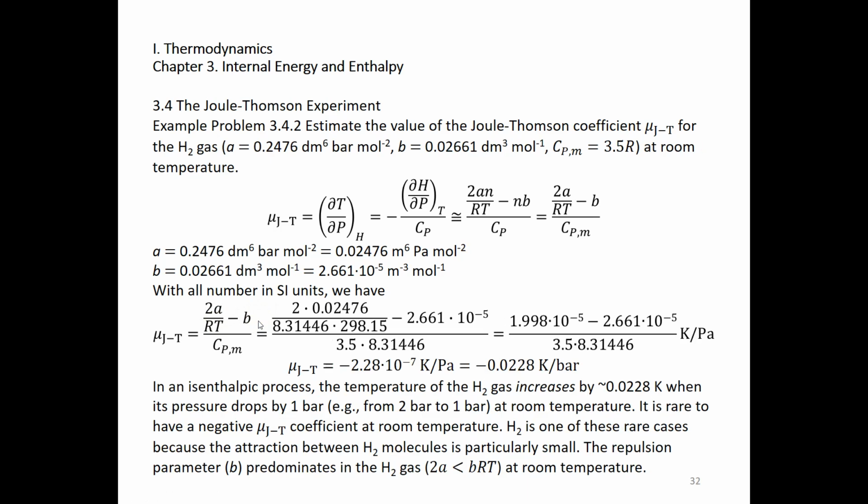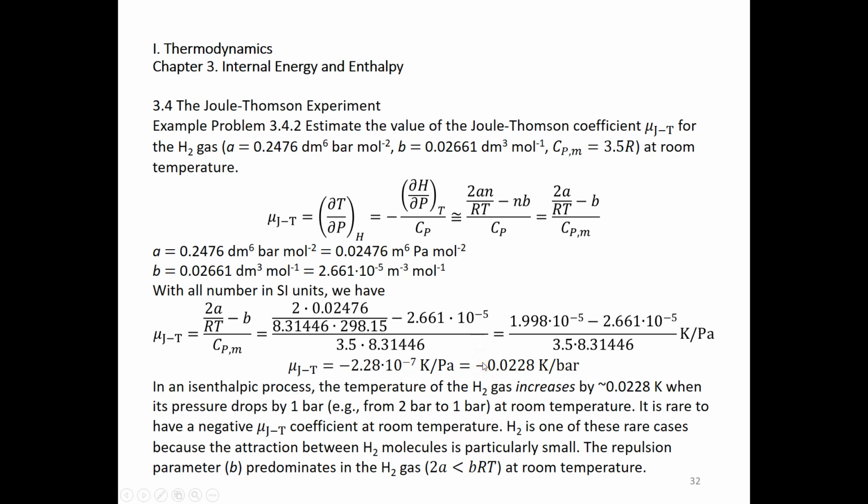Numerical example 3.4.2. This time we'll look at a hydrogen gas with its A value, B value, and CPM. And similarly, we do this kind of calculations. We're plugging all the numbers in as a unit. This time we get a negative number. It's negative 2 times 10 to the power negative 7 Kelvin per Pascal, or negative 0.02 Kelvin per bar. So actually this is negative.